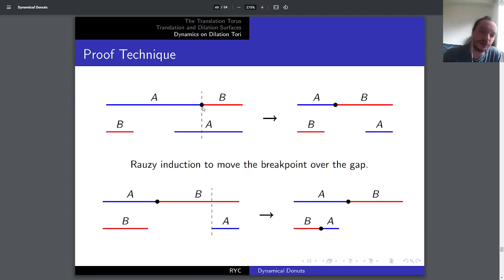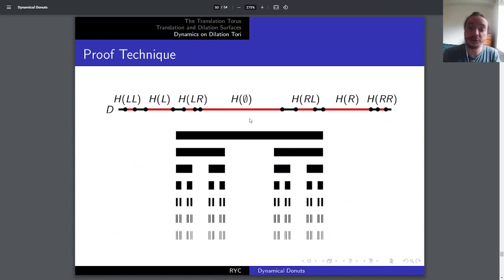Or if we have Rauzy induction, where we do a right Rauzy induction, and we have this breakpoint here, if we move it to the right or to the left, we do another right Rauzy induction, we'll still be over the gap afterwards, okay? So let's take the interval of all possible breakpoints, and let's mark down the places where it's over a gap after no inductions, after one left induction, after one right induction, after two left inductions, after one left and one right, after one right and one left, and after two rights, and etc., etc. So this is what we're going to get.